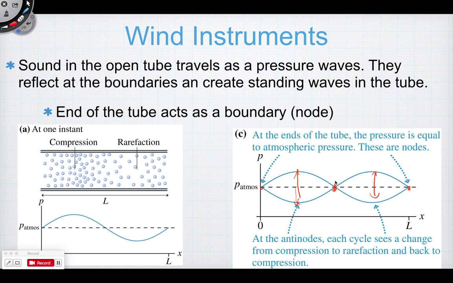I think I have an animation on the next thing. Again, compressions are high pressure. Rarefactions are low pressure. So high pressure and low pressure, and you have right here where it's kind of equilibrium. This is your normal pressure. Now, notice the edges of the tube. This is a tube. This is my atmosphere out here. This is my environment. This is my regular pressure right here.